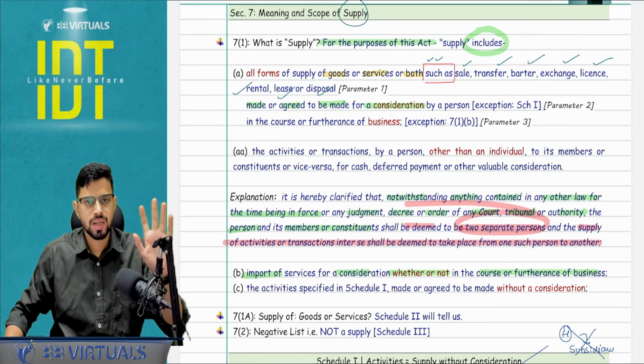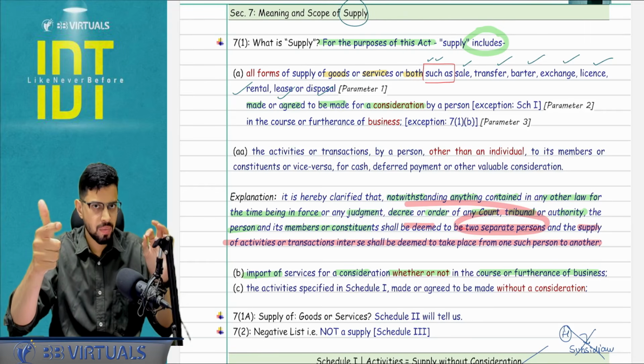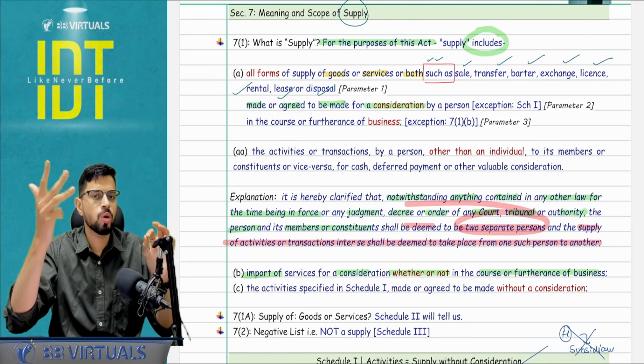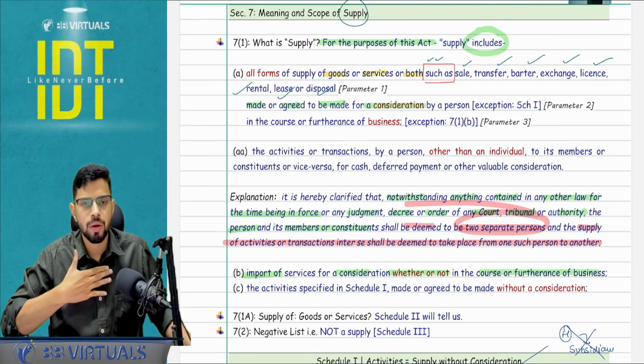What is the meaning of consideration? Consideration means you pay me in money or otherwise. So money or otherwise payment, or you do something for me or you don't do something for me, and you, means the recipient or any other person, I don't care.